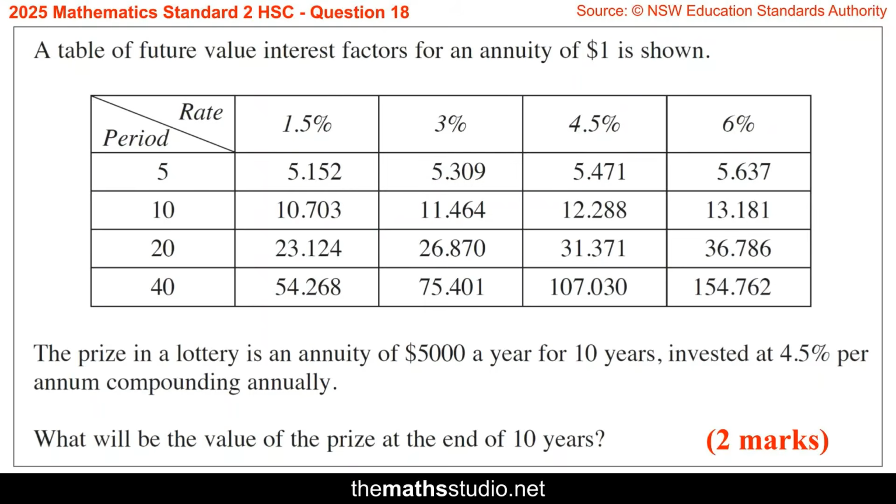Question 18. A table of future value interest factors for an annuity of $1 is shown. The prize in a lottery is an annuity of $5,000 a year for 10 years, invested at 4.5% per annum, compounding annually. What will be the value of the prize at the end of 10 years?